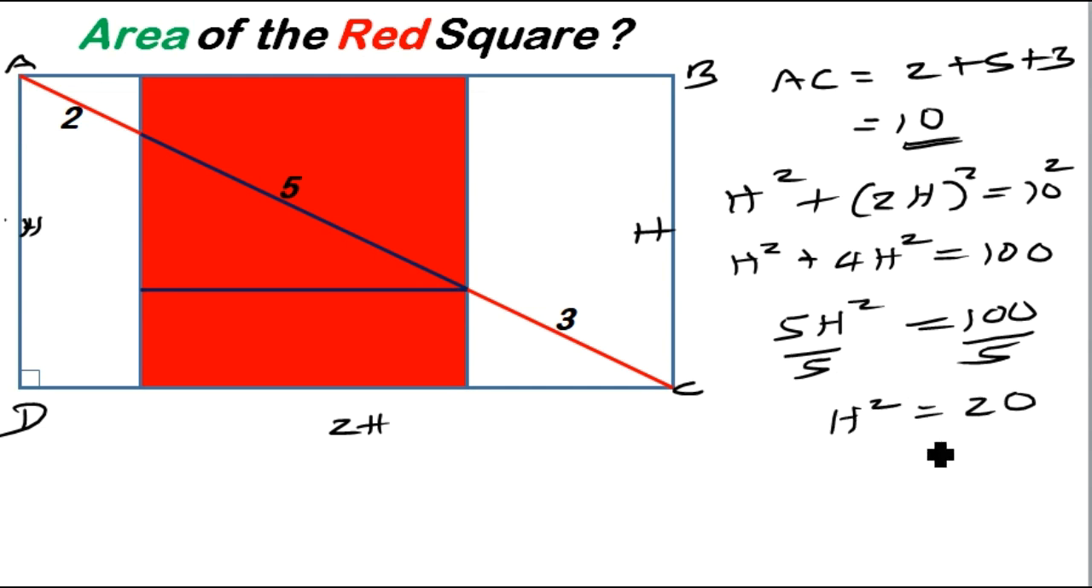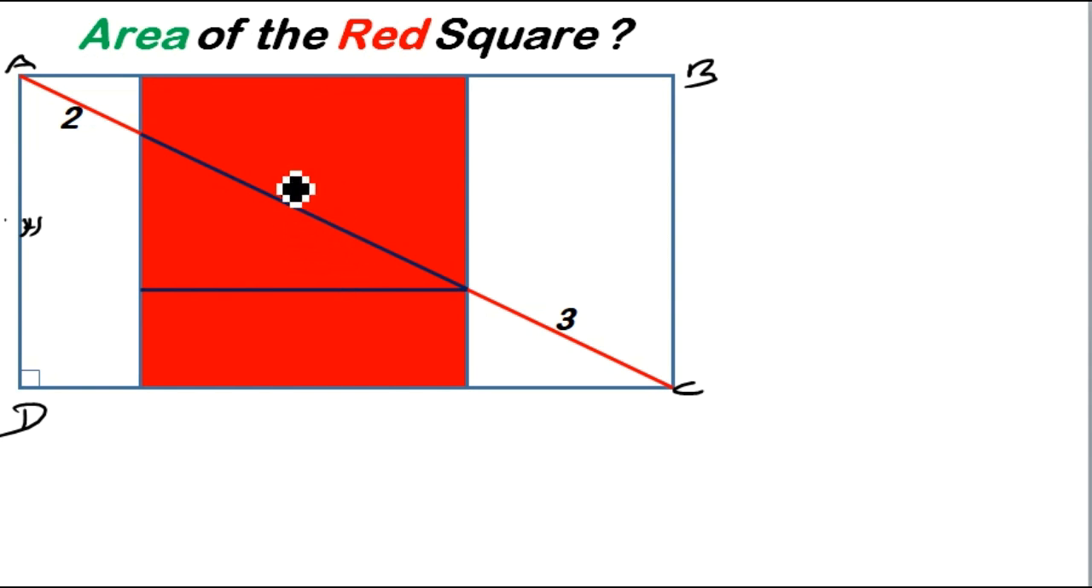That is 20. So what do we have? We have the area of the square. A square, the height is the same as the length. So if this is h, then the length of the square is also h. h times h, so the area of the square is h squared, which is 20. Now that is one of the simplest tricks you can use. I want to show you another simpler trick you can also use to get the square area.